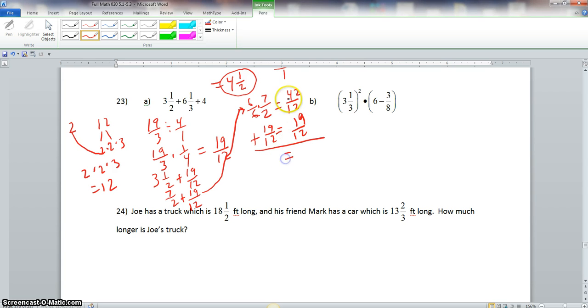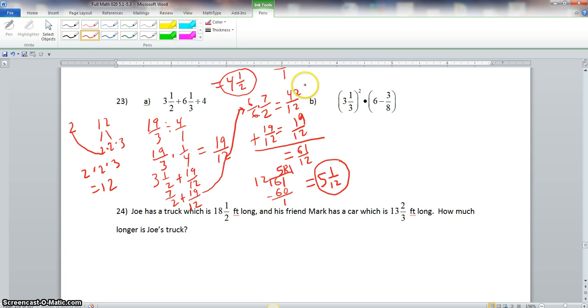Now we add them. 42 and 19 is 61, and that's over 12. Now we could write this as a mixed number because this is an improper fraction. So we'll take 12 into 61. 12 goes into 61 5 times. 5 times 12 is 60, and we have a remainder of 1. So our final answer here would be 5 is the integer, our denominator would stay 12, and our numerator would be 1. So it would be 5 and 1/12.